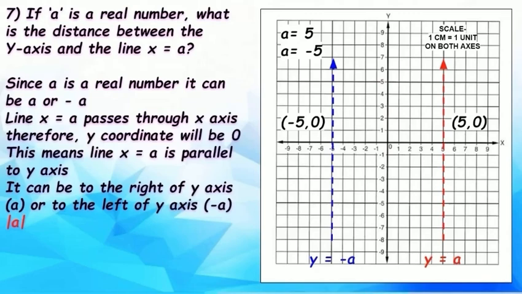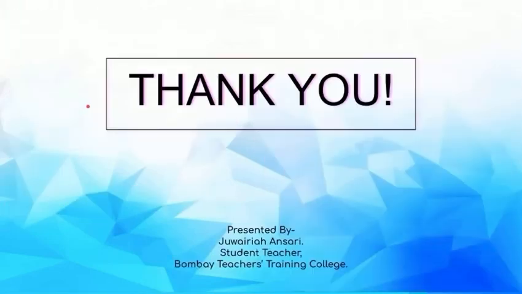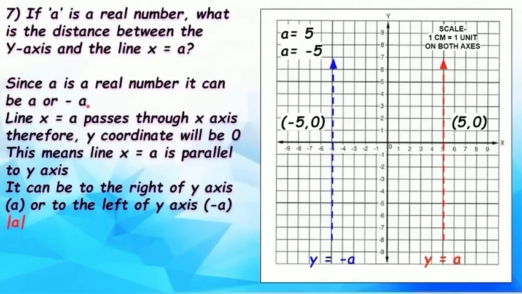The last question says, if a is a real number, what is the distance between the y-axis and the line x equals a? Now they have given us that a is a real number. Since it is a real number, we have both positive and negative real numbers. So the first point says, since a is a real number, it can be either +a or -a, a positive value or a negative value, right?